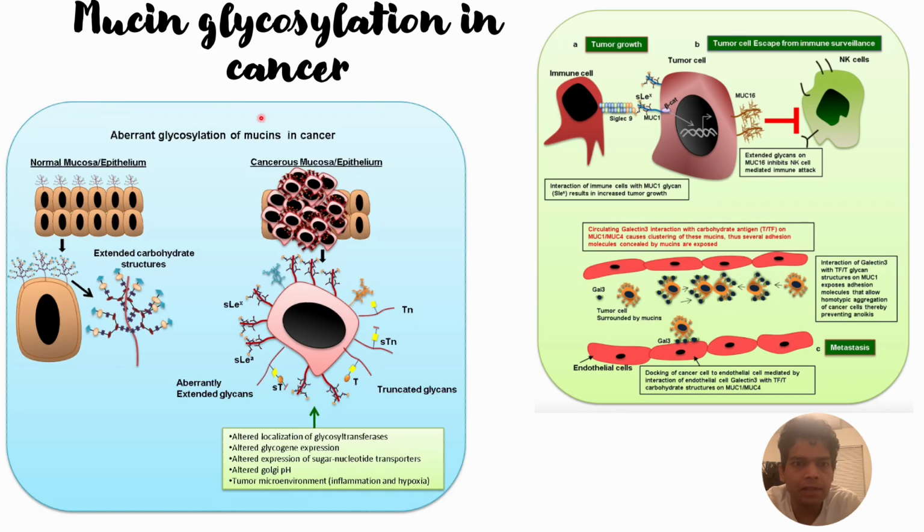In this video, we will discuss how altered mucin glycosylation helps cancer cells in their growth and also during metastasis. So we will start with the normal glycosylation of the mucin on the epithelial cells that is shown here. These normal epithelial cells will have normal extended carbohydrate structures on the mucin that can be seen here.